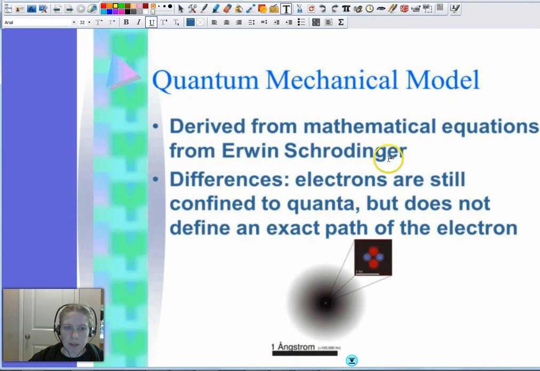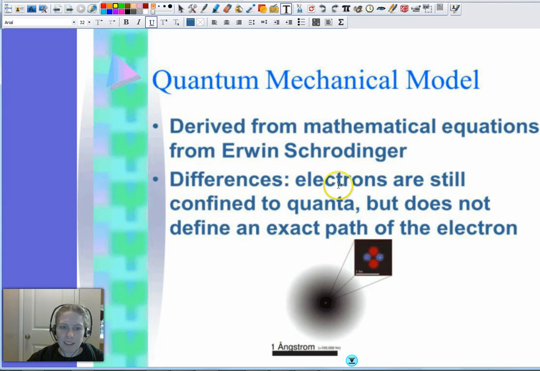Our quantum mechanical model was derived from mathematical equations from Mr. Schrödinger. Some of you may have heard about Schrödinger's cat. It does have to do with electrons in the unseen. Maybe I'll find that joke for you later, or that story.